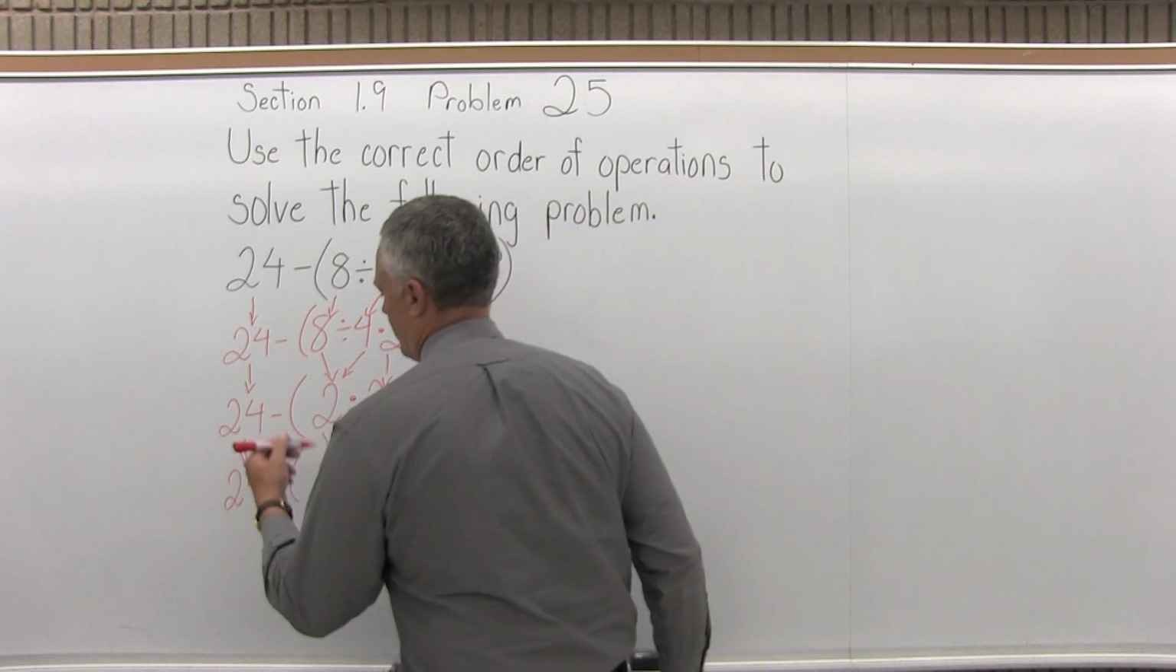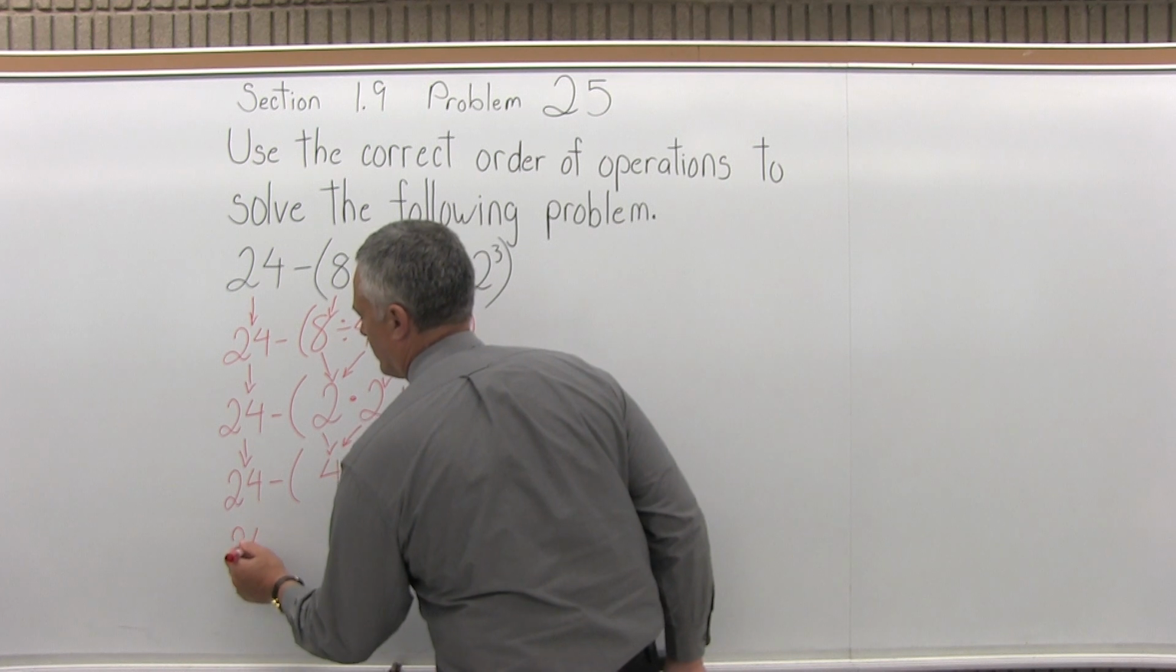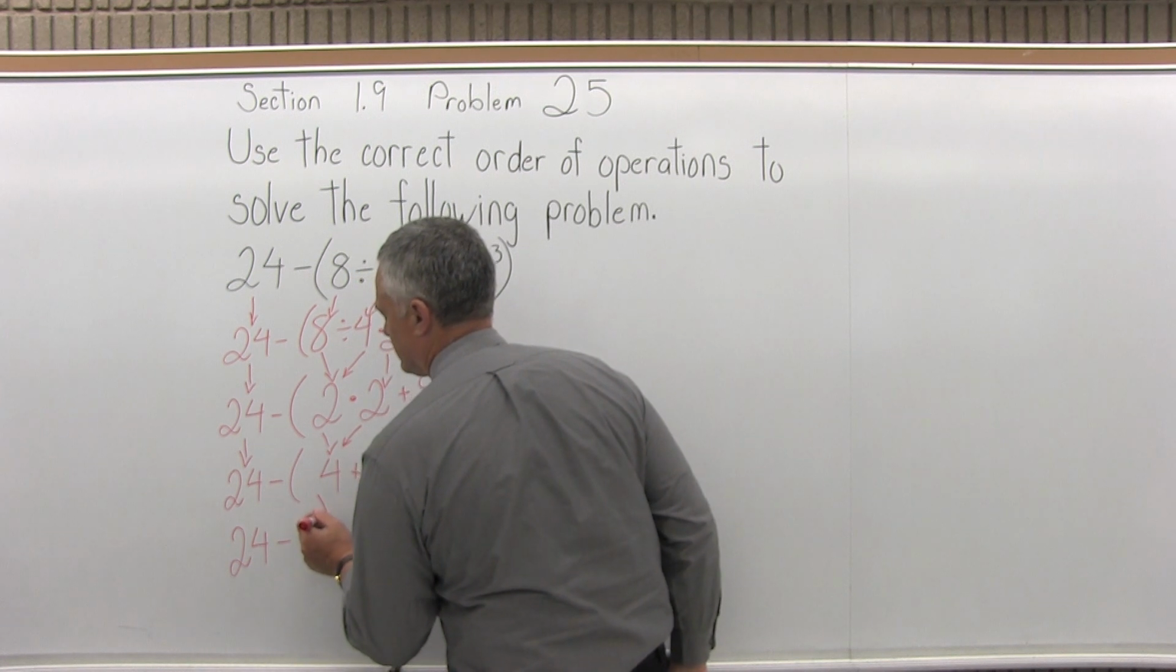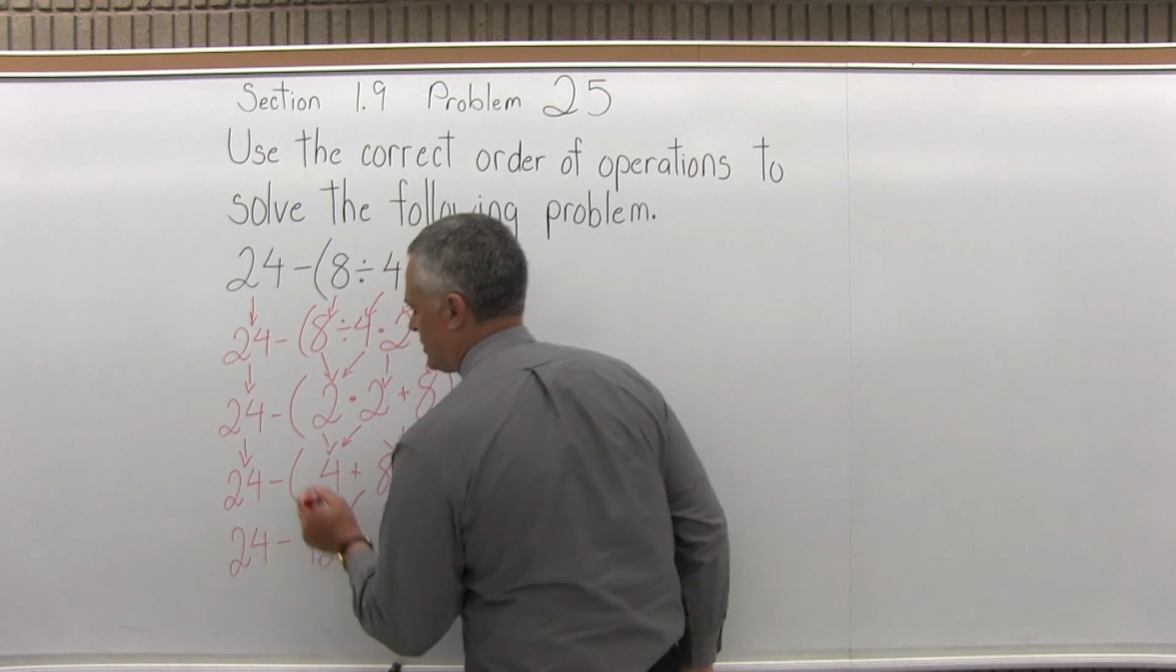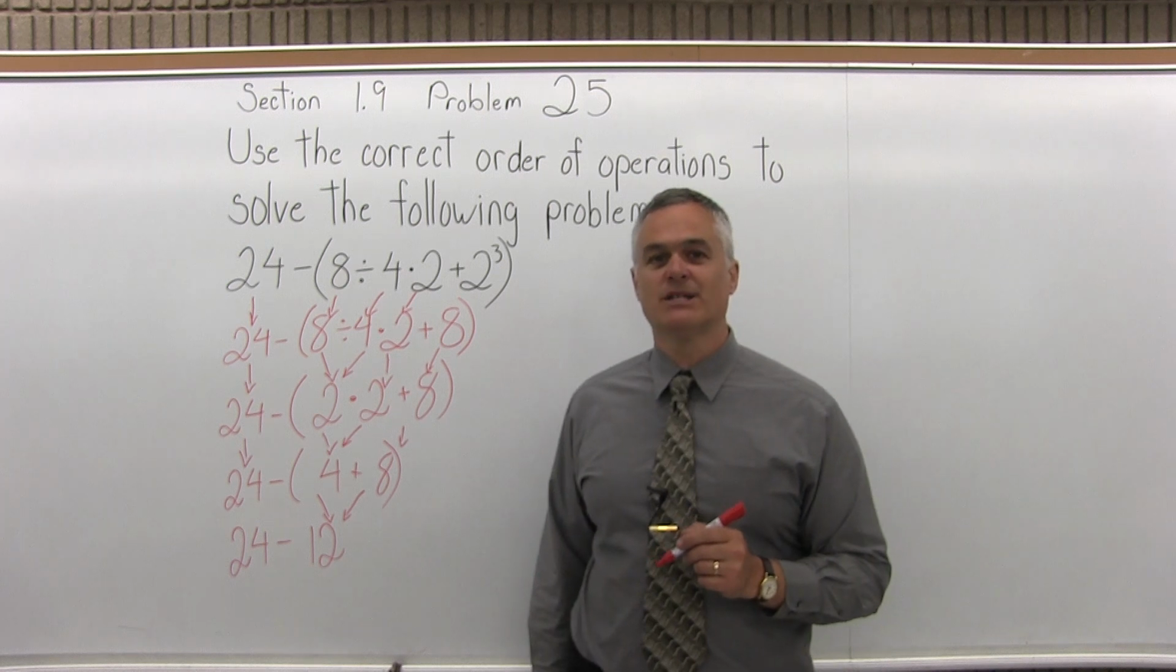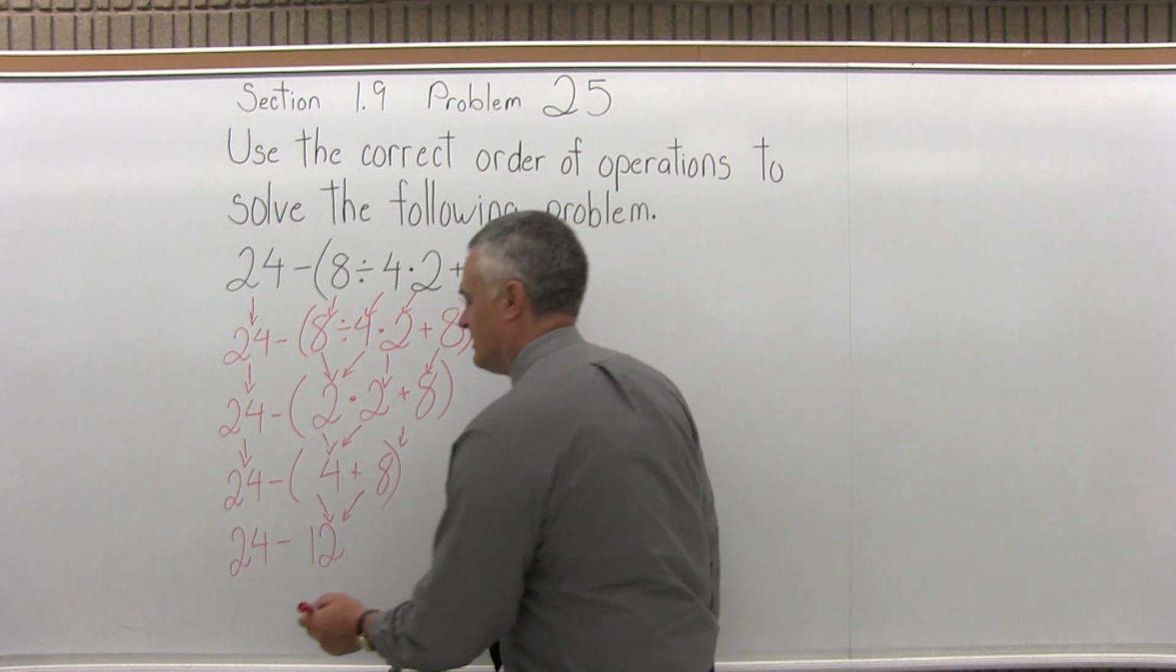So the next line, once again, the 24 just stays where it is, minus, and now I'm done with the parentheses, 4 plus 8 is 12. So I have 24 minus 12, which is simply 12.